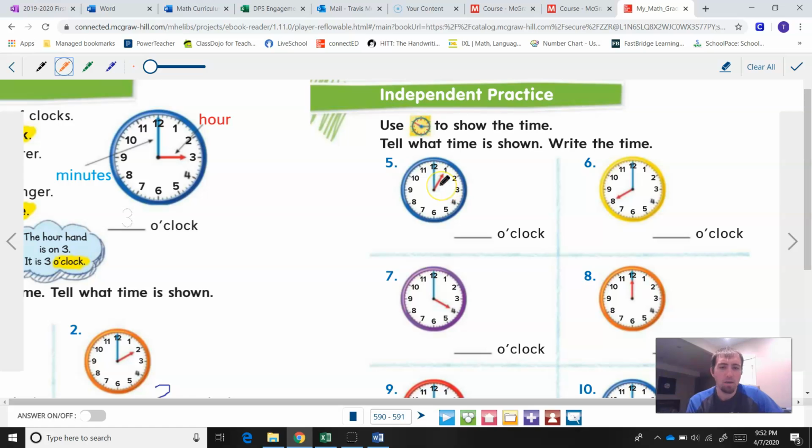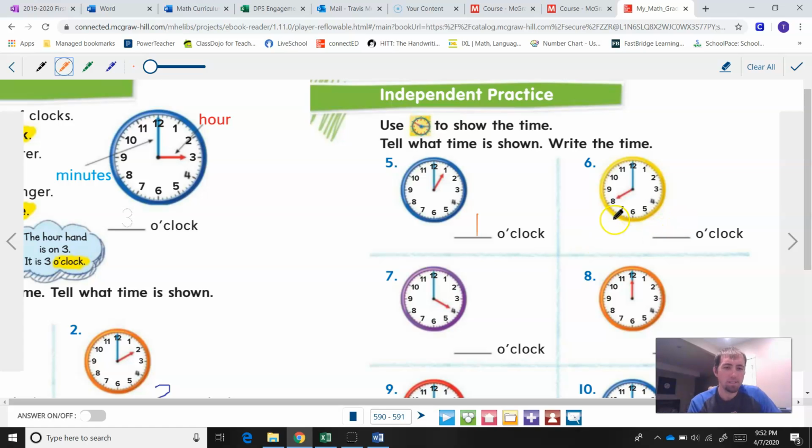Number 5. Again, what do I start with? You're right, I start with the hour hand, the short hand. So I look at my hour hand, it is pointing to the 1. My minute hand, again, is pointing to the 12, so it's o'clock, so I say it is 1 o'clock.